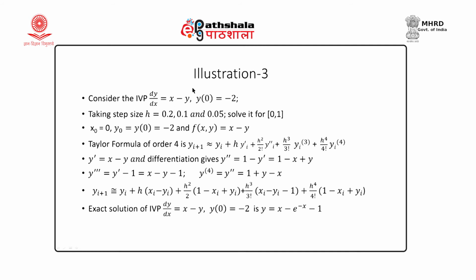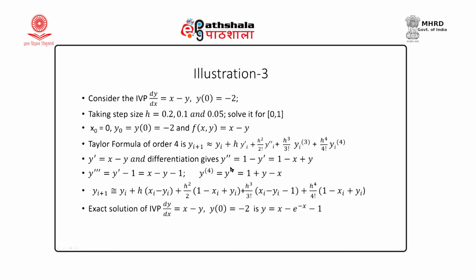Again, let us repeat the same illustration. So, dy by dx is equal to x minus y, f x y is x minus y. Our Taylor formula is now y i plus 1 is y i plus h y i dash plus h square by 2 factorial y i double dash, h cube by 3 factorial y i third derivative plus h raised to 4 by 4 factorial y i fourth derivative of y. y dash is x minus y, y double dash is 1 minus y dash, so 1 minus x plus y.